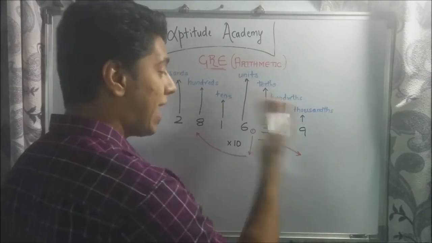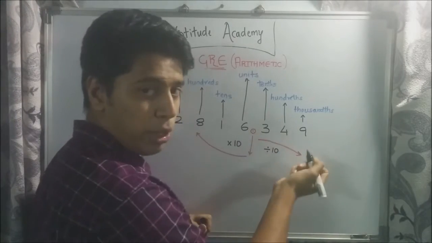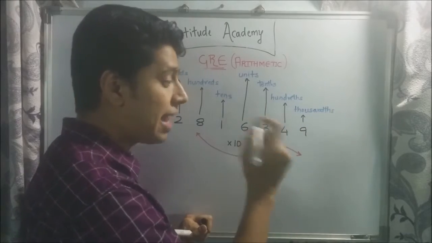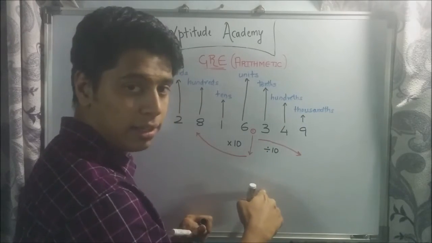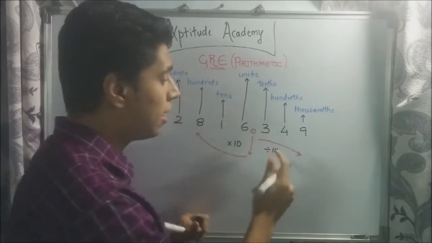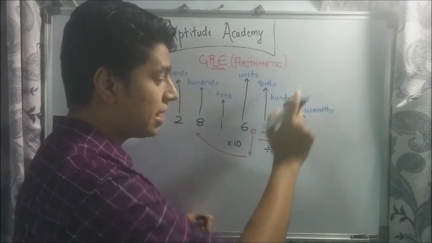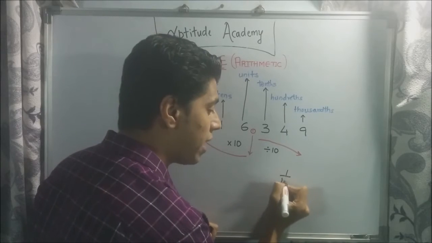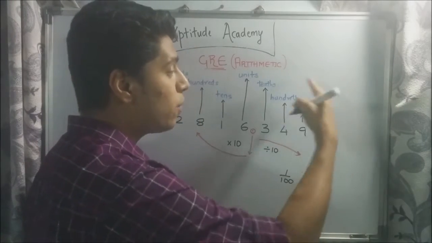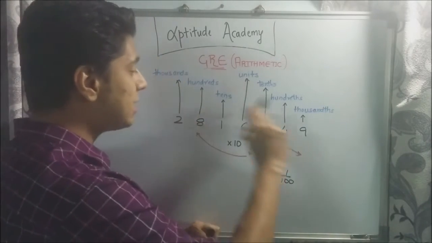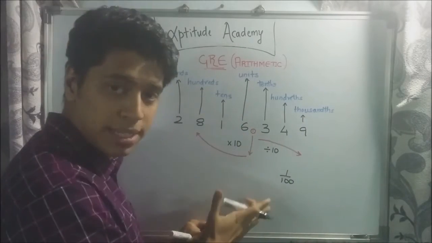On the right-hand side, after the decimal point, this is the tenths place. Tenths is 1 by 10. After the tenths place, you have the hundredths place, which means it is 1 over 100. Then you have the thousandths place. So this is how you place a number in the decimal number system.